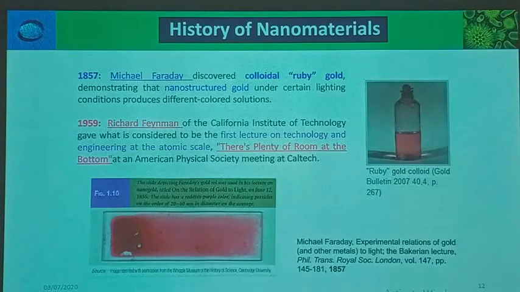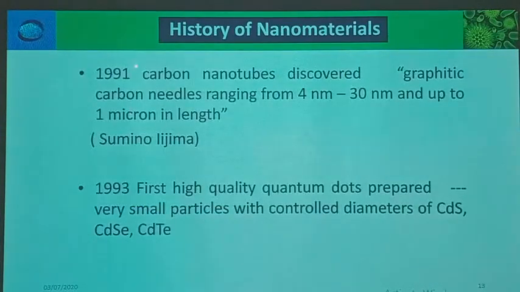In 1959, Richard Feynman, as we have already known, said there is plenty of room at the bottom, which gave this nano visionary concept. In 1991, carbon nanotubes were discovered by the scientist Iijima, graphite carbon needles ranging from 4 to 30 nanometers and up to 1 micron in length. He got the Nobel Prize for that, the Japanese scientist.